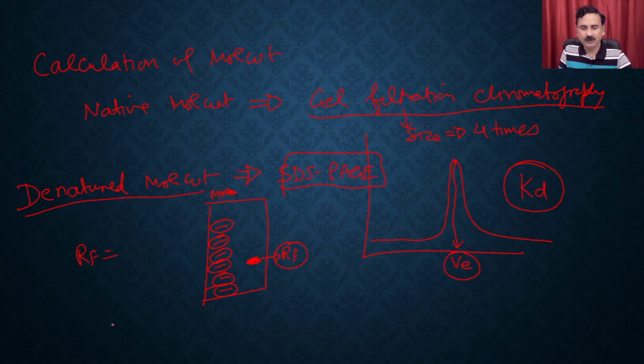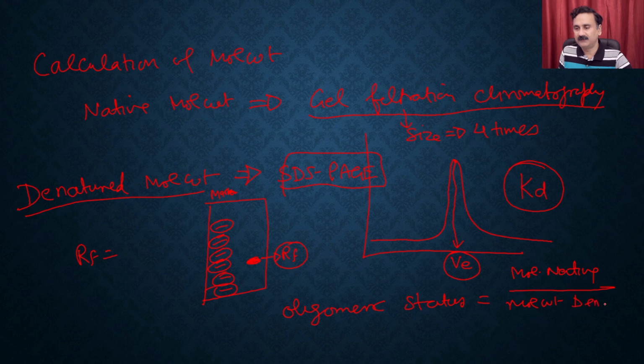I have already discussed this whole thing in a previous lecture, and that's how you can calculate the denatured molecular weight. Once you have the native molecular weight and the denatured molecular weight, you can use them for calculating the oligomeric status, which is the molecular weight native versus molecular weight denatured.